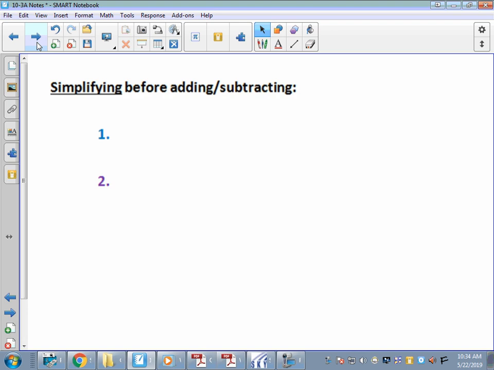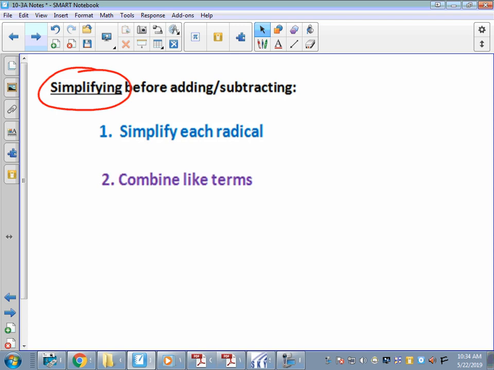Next up, how about simplifying before adding or subtracting? Sometimes there's going to be a case where we have a square root of a bigger number that we can break down first. So we're combining what we did in 10.2, simplifying them before we add or subtract them. The first thing we're going to do is simplify each radical. We know how to do that from 10.2. You're going to break it down into factors, one of them a perfect square, and take the square root of that. Then you're able to combine like terms, just like we did in the above examples.